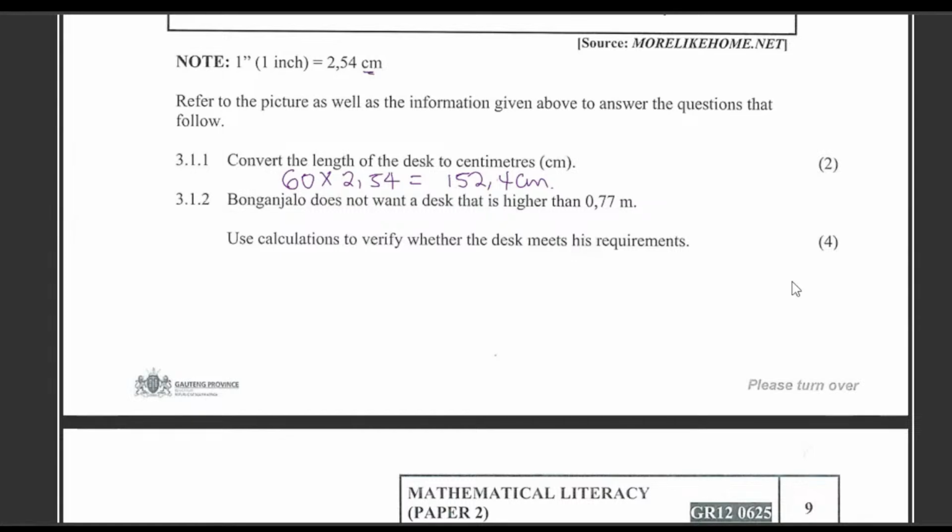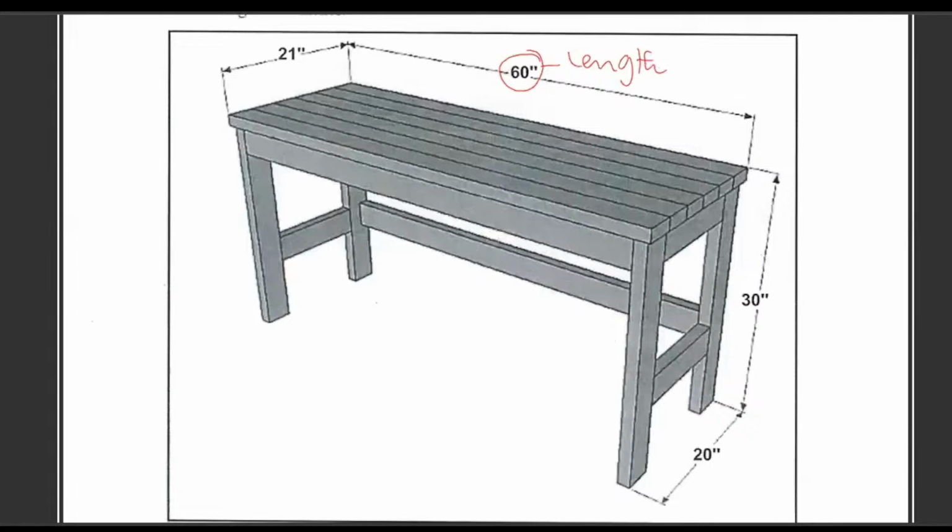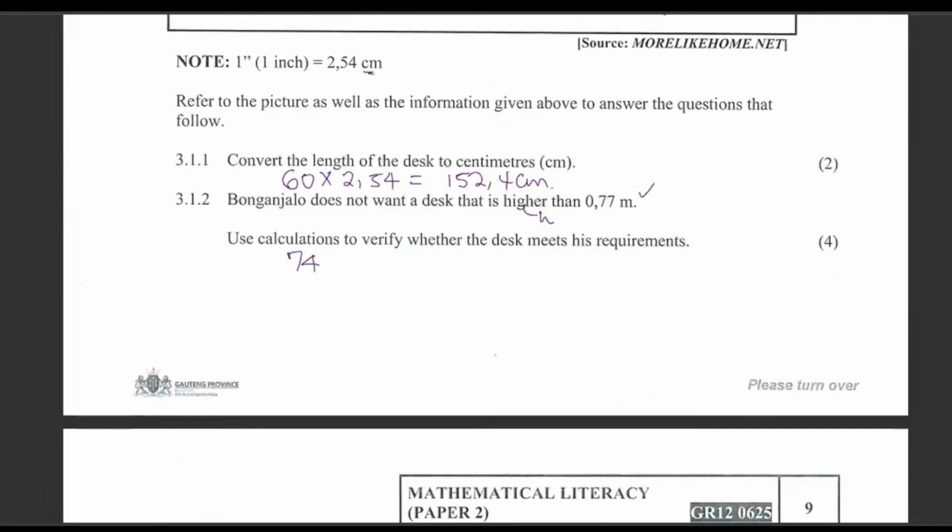Okay. The person here does not want a desk that is higher than 0,77 meters. So guess what we're going to do? Use calculations to verify whether the desk meets his requirements. Now, what do we do? Higher than, that means we are looking at the height. But remember the height, we saw it as 74 centimeters. Sorry, 74. It's 74 inches, no? 30 inches, sorry, not 74. 30 inches. So what are we going to do?